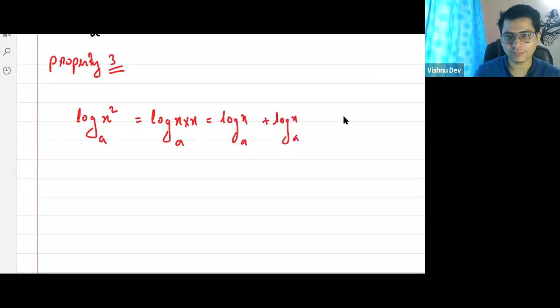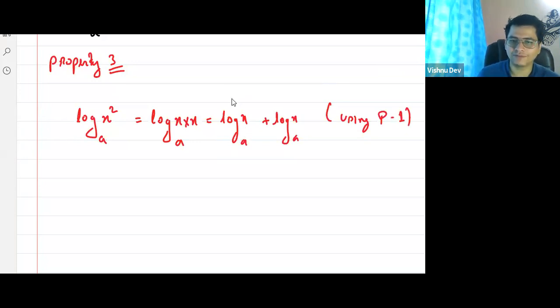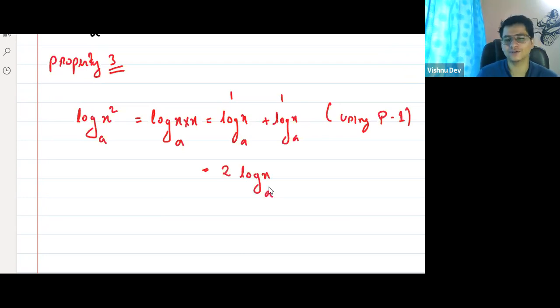Using property 1. What is 1 apple plus 1 apple? 1 apple plus 1 apple is equal to how many apples? 2 apples, right? Yes or no? Easy, right? So this plus this is equal to what? 2 log x base a. Yes or no? हाँ या ना? Yes, sir. Easy है कि नहीं? बताओ. Common sense. Easy था कि नहीं?